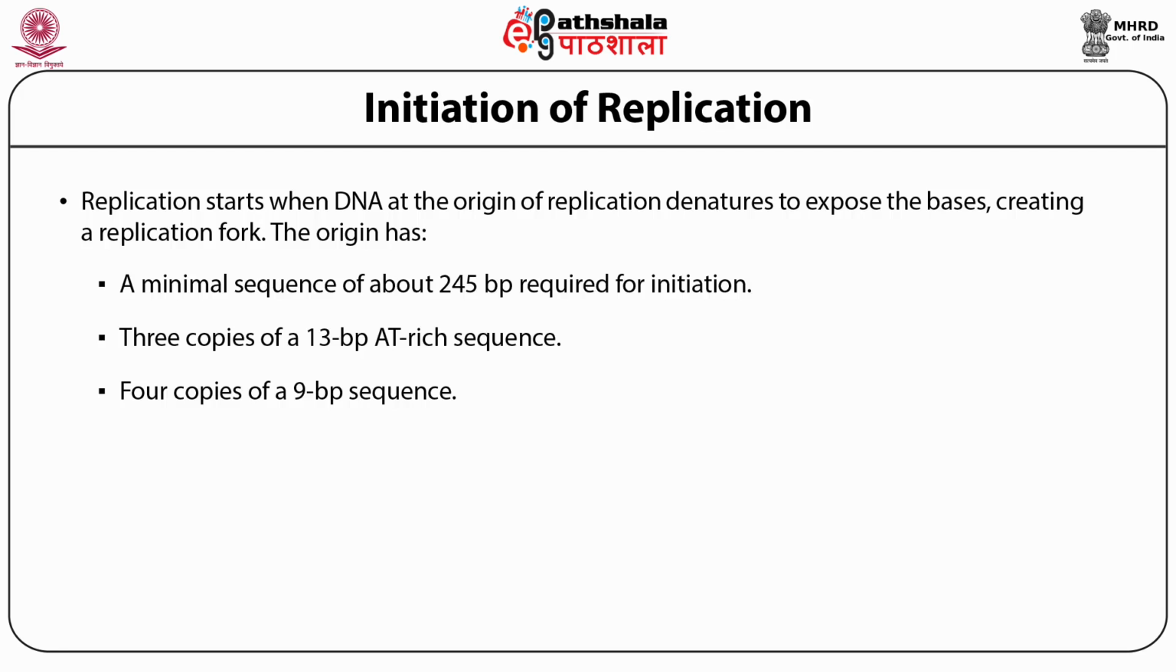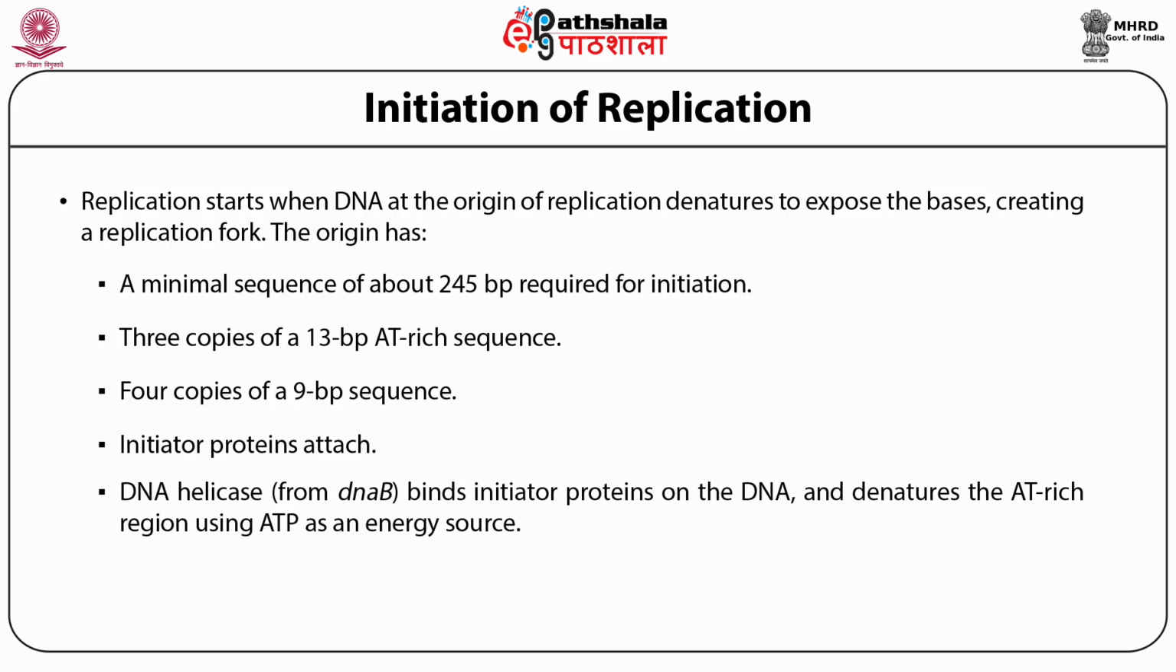So this minimal sequence of 245 base pairs is where the initiator proteins attach, and after that they tend to melt this DNA into single stranded form. And because it is GC poor, it has a lower Tm and it is much easier to separate than the normal DNA which is seen in the other parts of the E. coli genome.